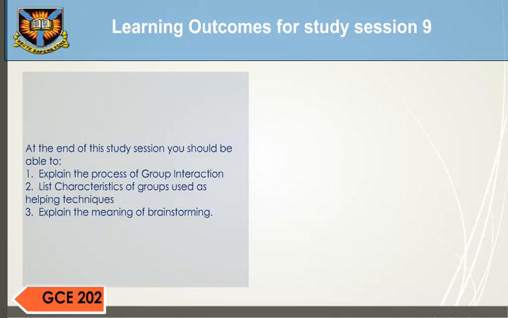Learning outcomes. At the end of this study session, you should be able to: 1. Explain the process of group interaction. 2. List characteristics of groups used as helping techniques. 3. Explain the meaning of brainstorming.